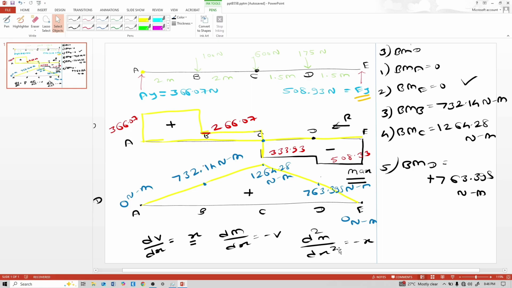d squared M by dx squared equal to minus w is also similar. This w is constant, d squared M by dx squared is also constant, but this M is two powers higher, M is inclined. So that's it. Thank you very much.